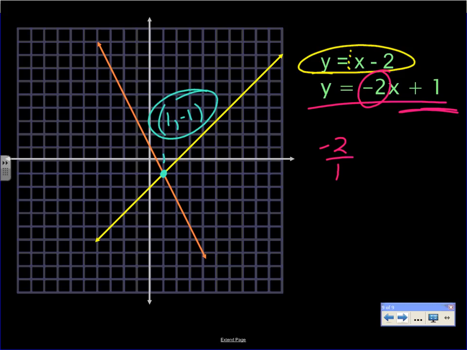Basically, when you solve linear systems by graphing, it's nothing new. It's just graphing two lines and finding the point where they intersect. That would be the new part to you, just finding out where they intersect.